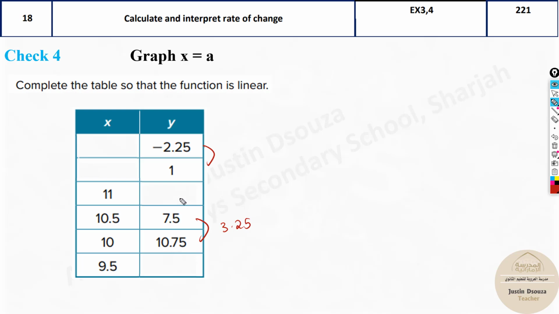You can use your calculator directly. It's like 10.75 minus 7.5. So over here, 7.5 minus 5 will be 2.25, and over here it's 10 minus 7 is 3. Same thing over here. 1 minus of minus 2.25, that would be 1 plus 2.25, that is 3.25. So here also we have 3.25.